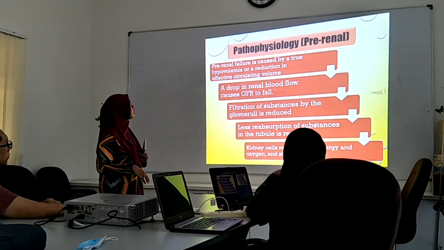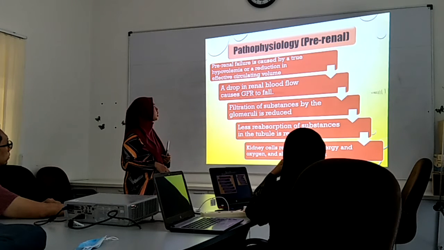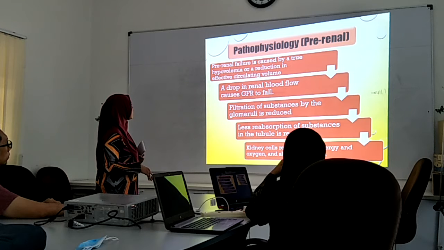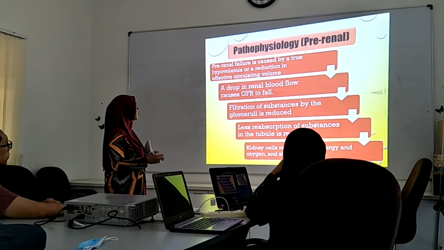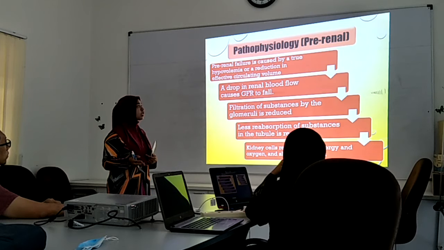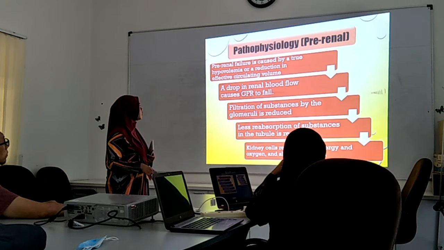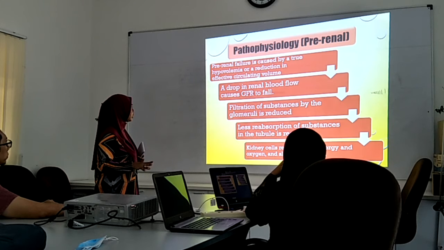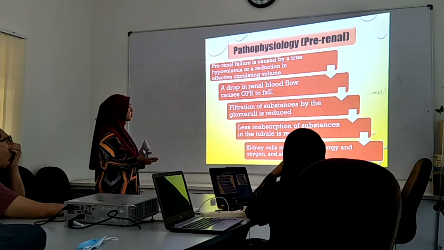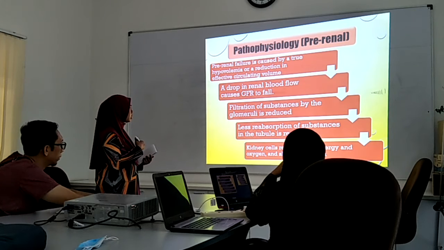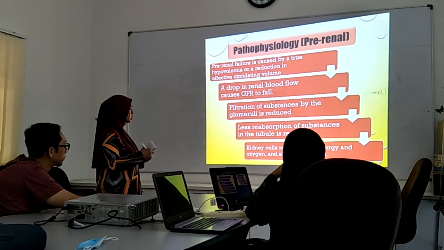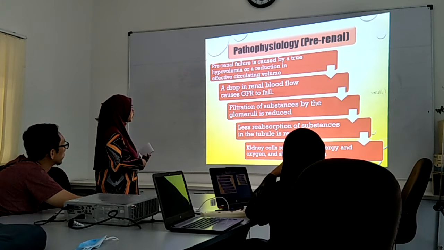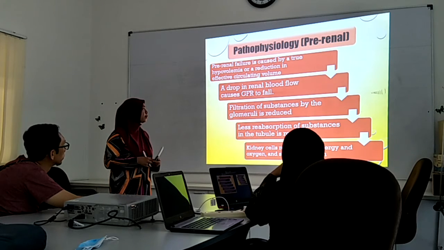Okay, here we show the pathophysiology of pre-renal AKI. Failure caused by a true hypovolemia or reduced effective circulating volume. Next, a drop in renal blood flow causes our GFR to fall. And next, filtration of substances by the glomeruli is reduced, and less reabsorption of substances in the tubule is required, and then kidney cells require less energy and oxygen and slow metabolism.